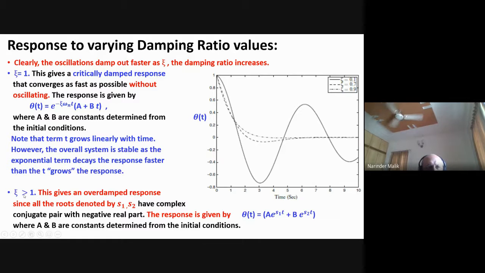What happens when zeta is greater than 1? This results in an over-damped response, since all the roots, denoted by s1, s2, are real and negative, and the response will be like this. So as you increase the rate feedback, the response of course becomes sluggish also, but it reaches the desired asymptotic condition.